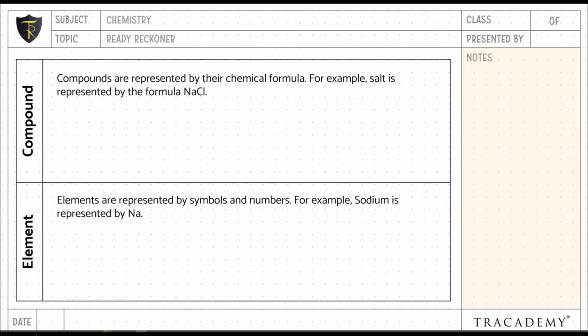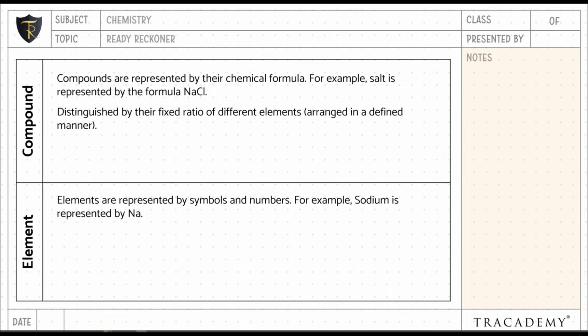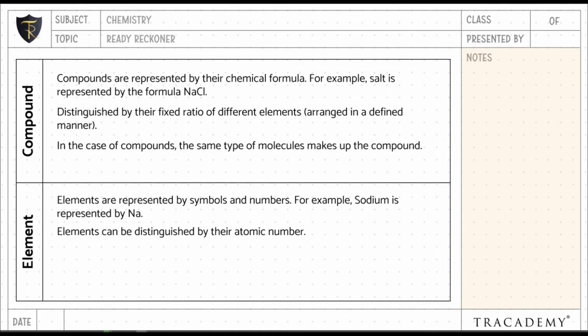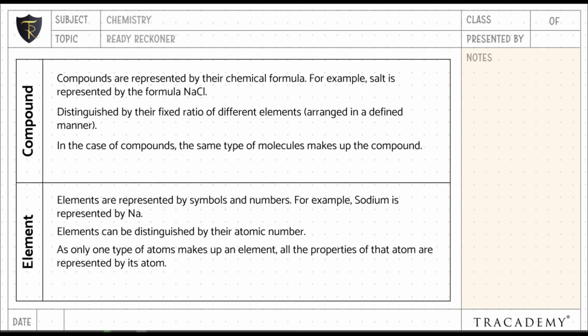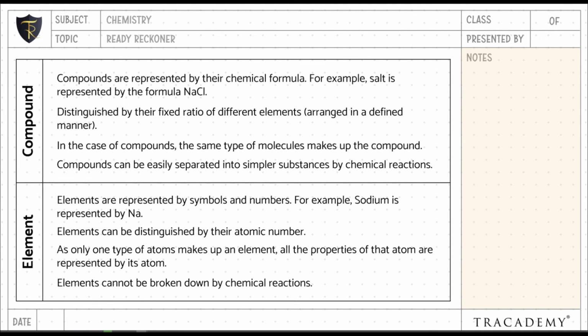Compounds are distinguished by their fixed ratio of different elements arranged in a defined manner, whereas elements can be distinguished by their atomic number. In the case of compounds, the same type of molecules make up the compound, and in the case of elements, only one type of atom makes up the element, and all the properties of that element are represented by its atom. Compounds can be easily separated into simpler substances by chemical reaction. Elements cannot be broken down by chemical reaction.